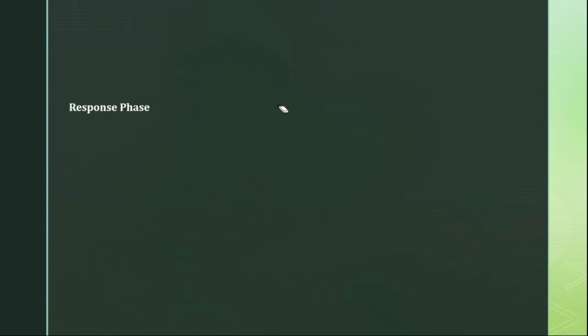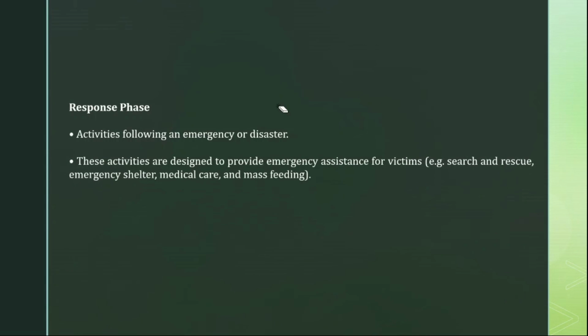They also seek to stabilize the situation and reduce the probability of secondary damage. For example, shutting off contaminated water supply sources, or a second example is securing and patrolling areas. So these are examples of reducing the probability of secondary damage. In the response phase, we have to learn this kind of thing.